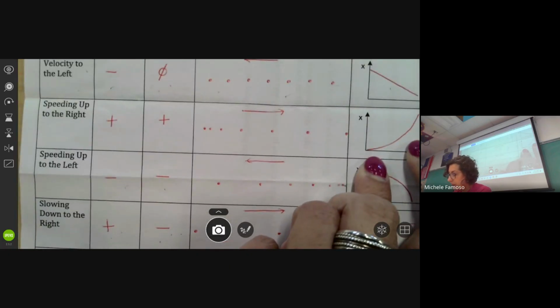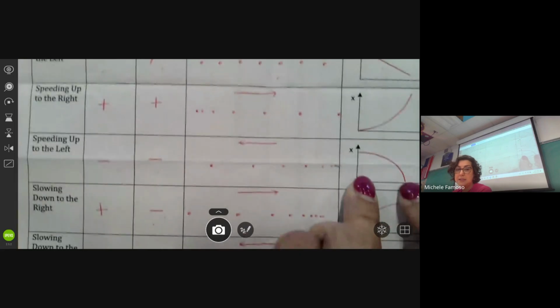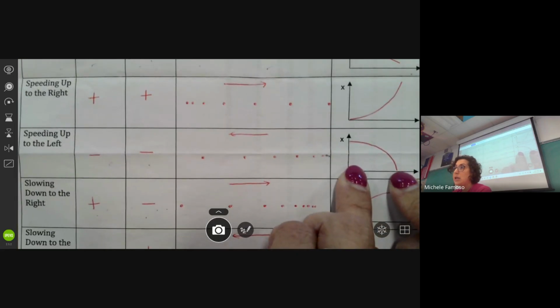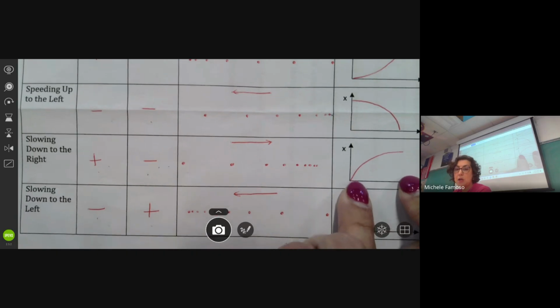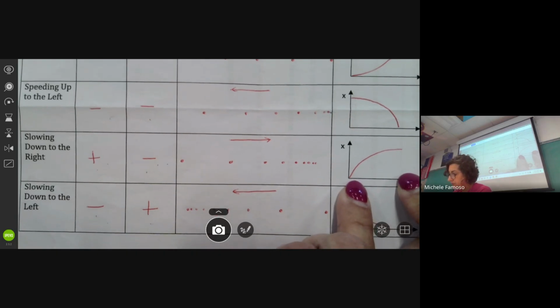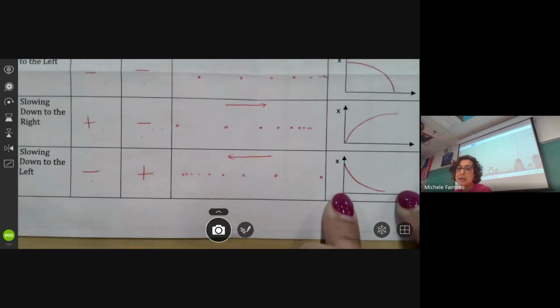When I speed up to the left, I need a parabola that gets steeper and goes down. Any parabola that goes down and gets steeper. When I slow down to the right, I need a parabola that goes up but levels off. When I slow down to the left, I need a parabola that goes down and levels off.